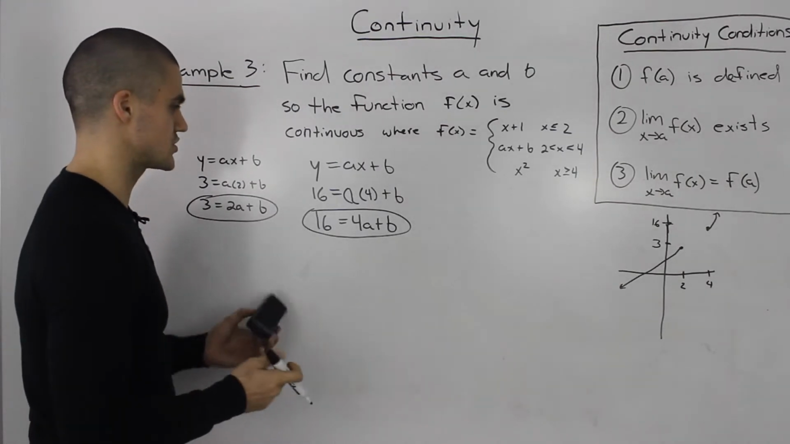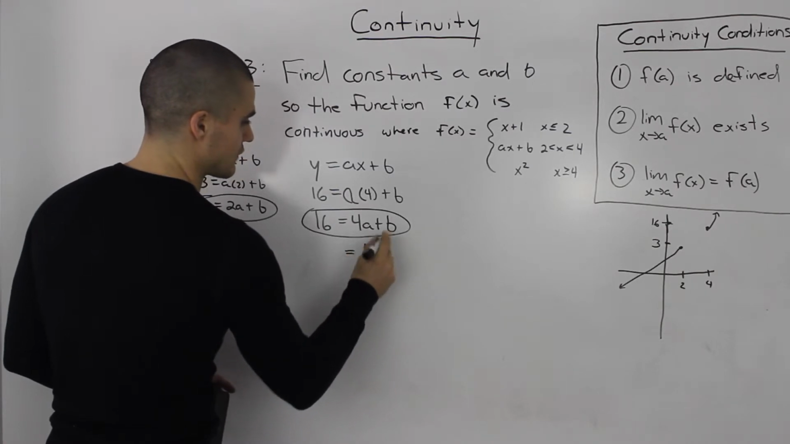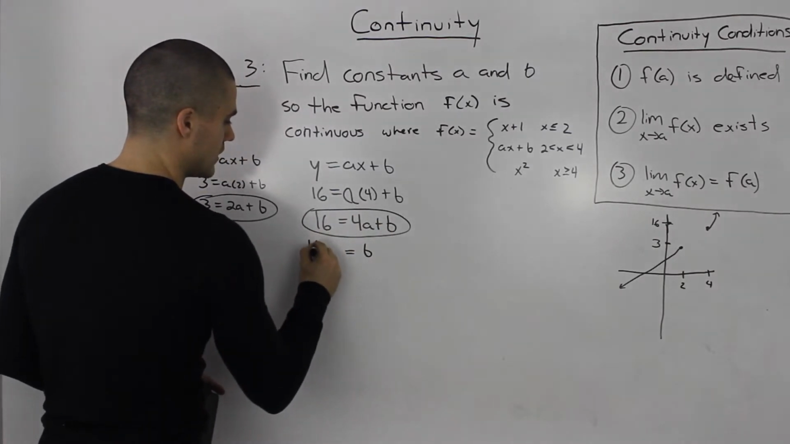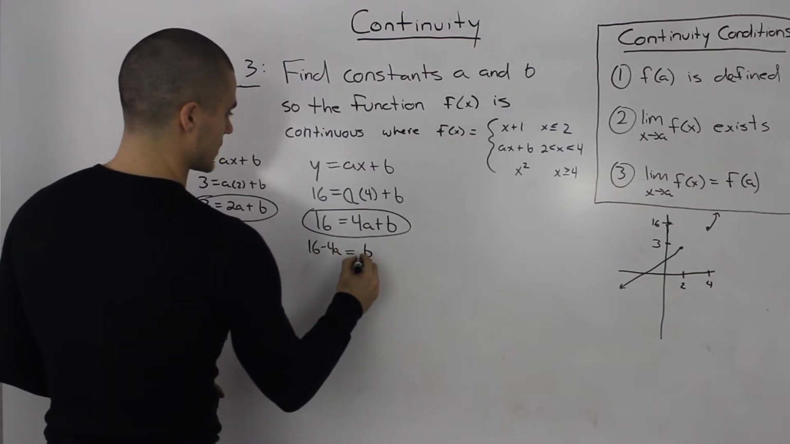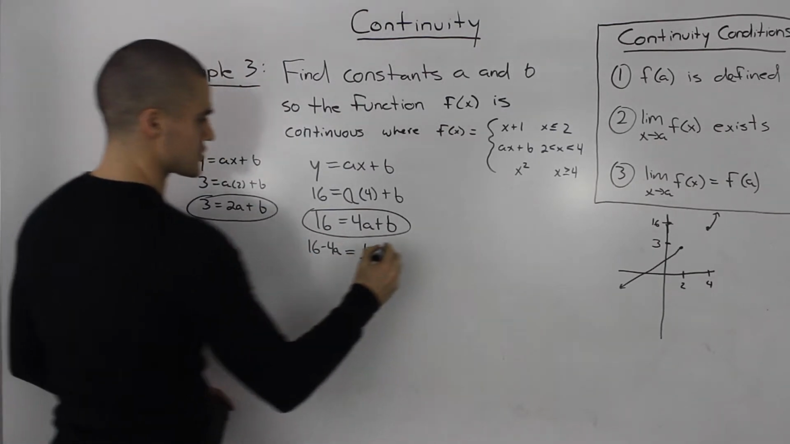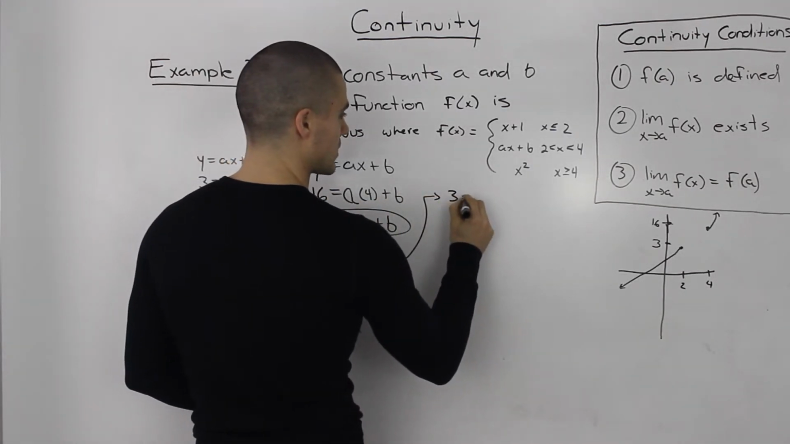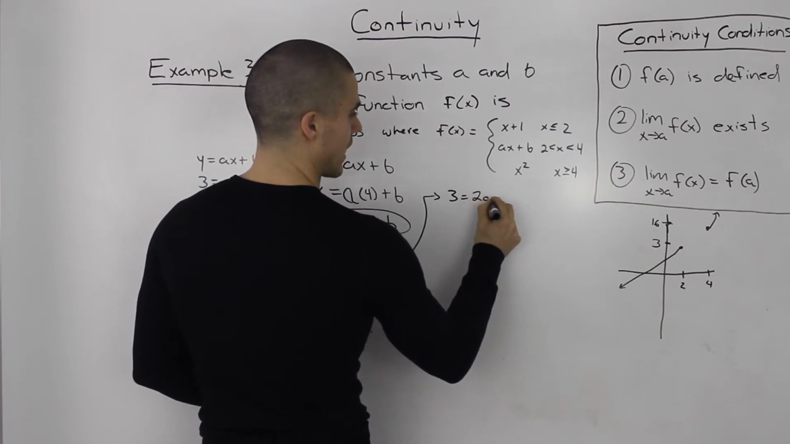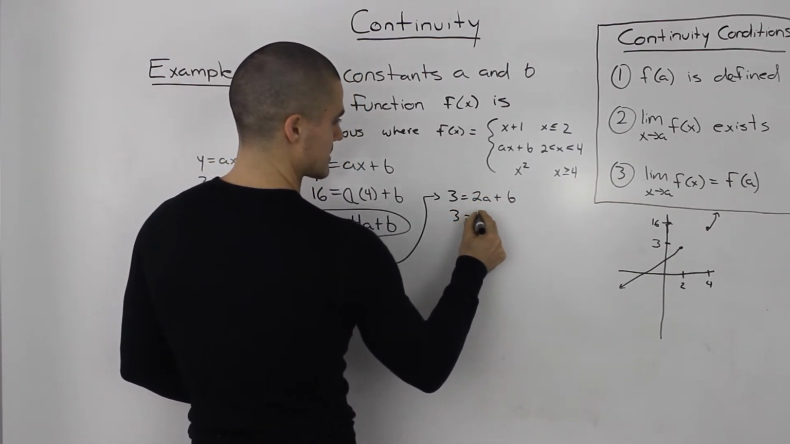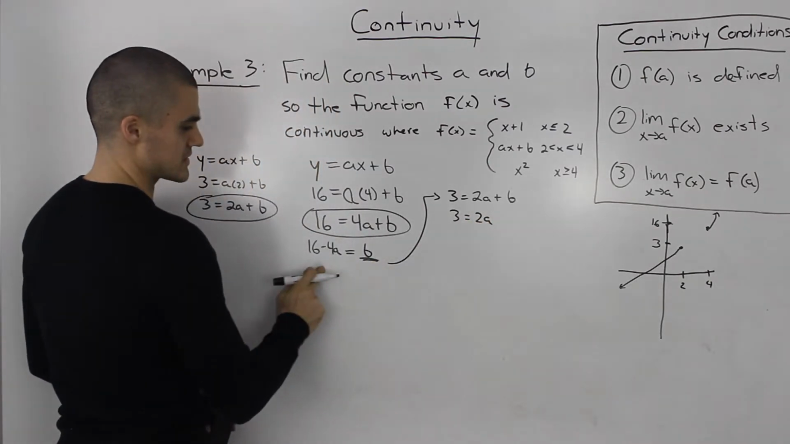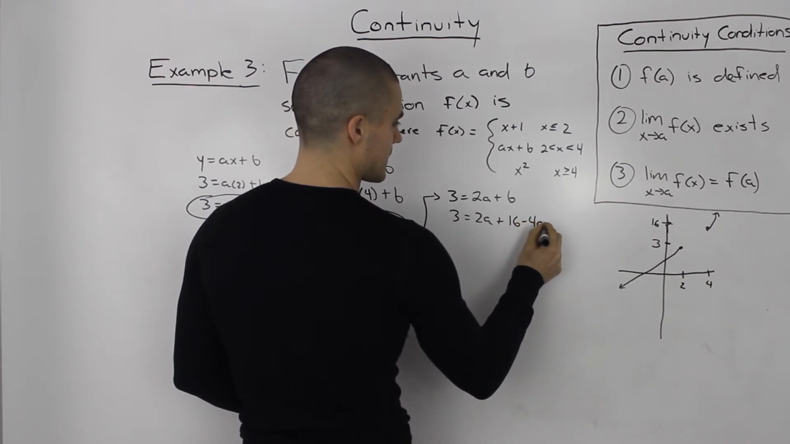And now notice how we have these two equations with two unknowns, and we can use substitution or elimination to solve. So I'm going to use substitution, so I'm going to isolate for the b by bringing the 4a over. So b equals 16 minus 4a, and then I'm going to sub in this b for this b here. So let's rewrite the first equation: 3 equals 2a plus b, and then I sub in my b value from the second equation, so that'll be 16 minus 4a.